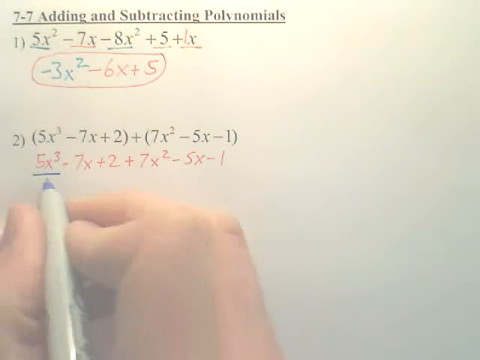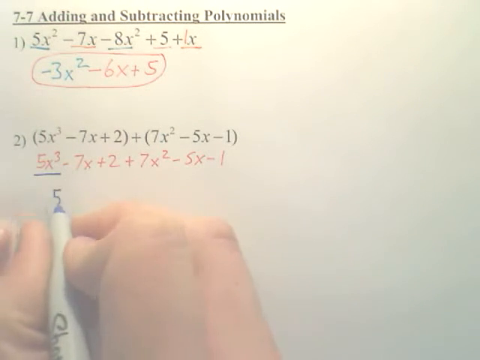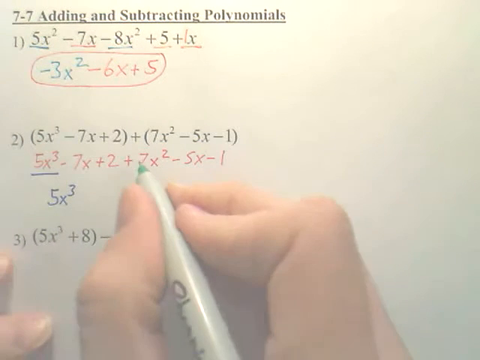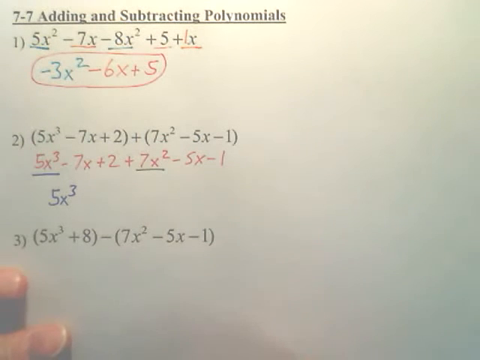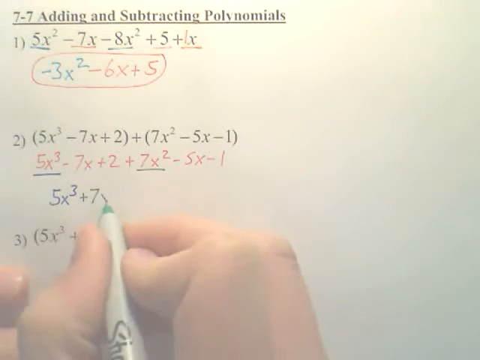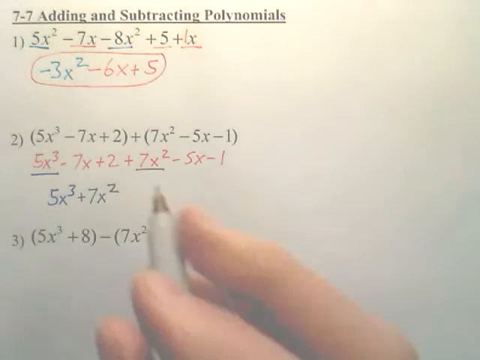Looks like we have an x cubed here. There's no other x cubes to go with, so simply 5x cubed is your first piece. Nothing to combine with. Okay, next, I see an x squared right there. Nothing else to combine with that, so the next piece is simply 7x squared. Again, there's nothing to combine with, so we're done with that. Next, x's.